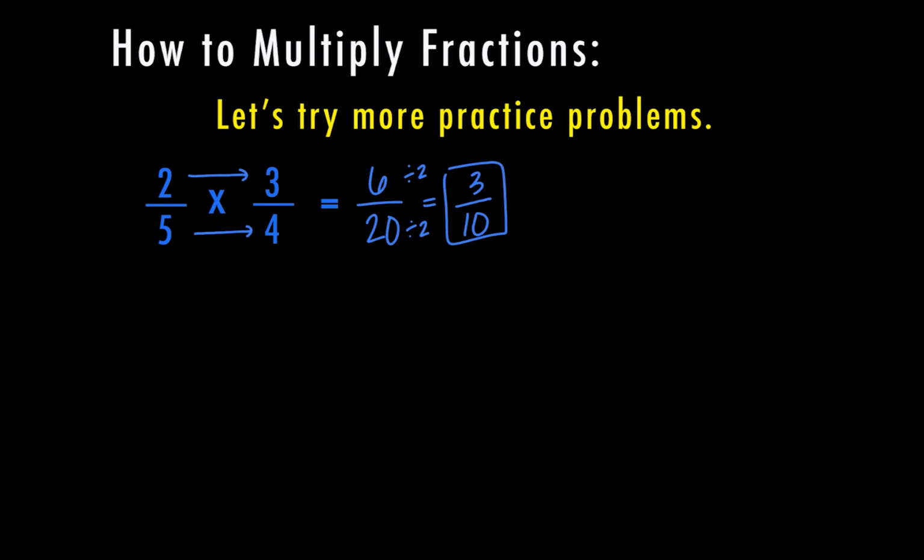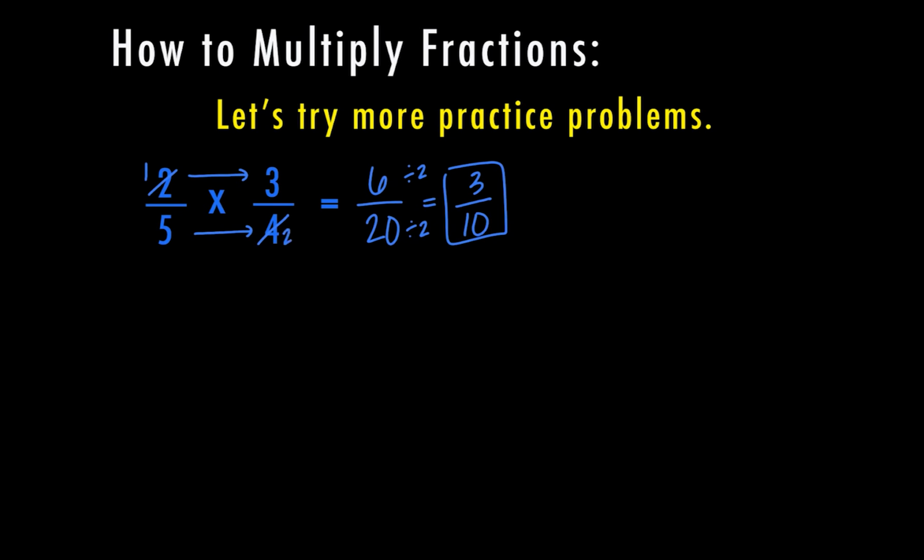Let's say that we reduced in the problem before we multiplied. Well, I can't reduce 2/5, I can't reduce 3/4, I can't reduce 3 and 5, but I can reduce 2 and 4. So 2 and 4 are both divisible by 2. 2 divided by 2 is 1. 4 divided by 2 is 2.